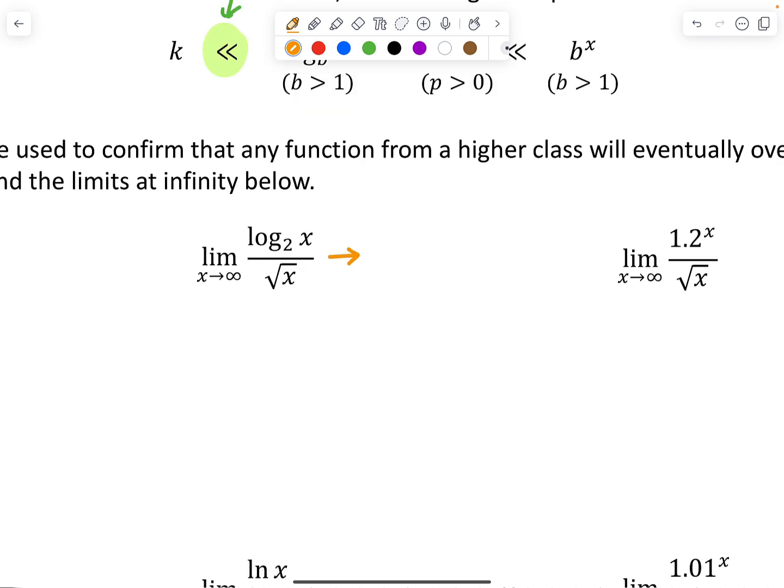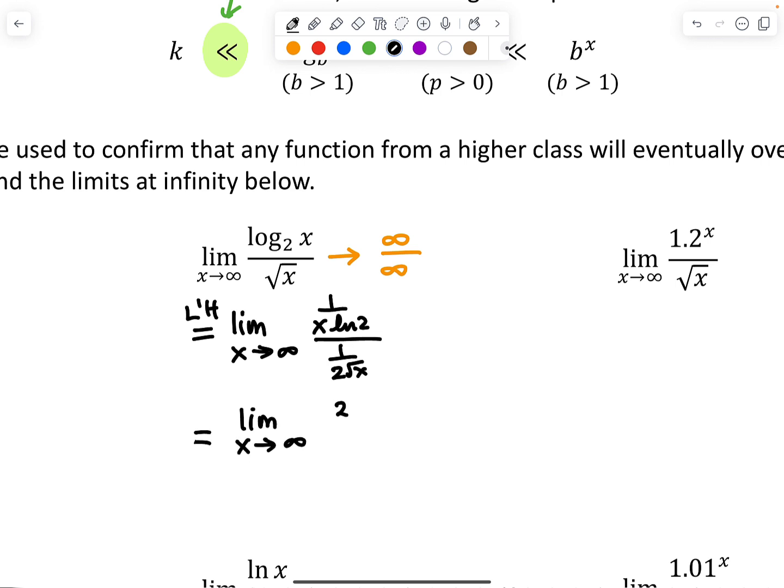This is a growing logarithm that approaches infinity, and square root of x, any positive power of x, will approach infinity as x does. The derivative of log base 2 of x is 1 over x times the natural log of 2, divided by the derivative of radical x, which is 1 over 2 radical x. I'm going to invert and multiply, and we get 2 radical x over x natural log 2.